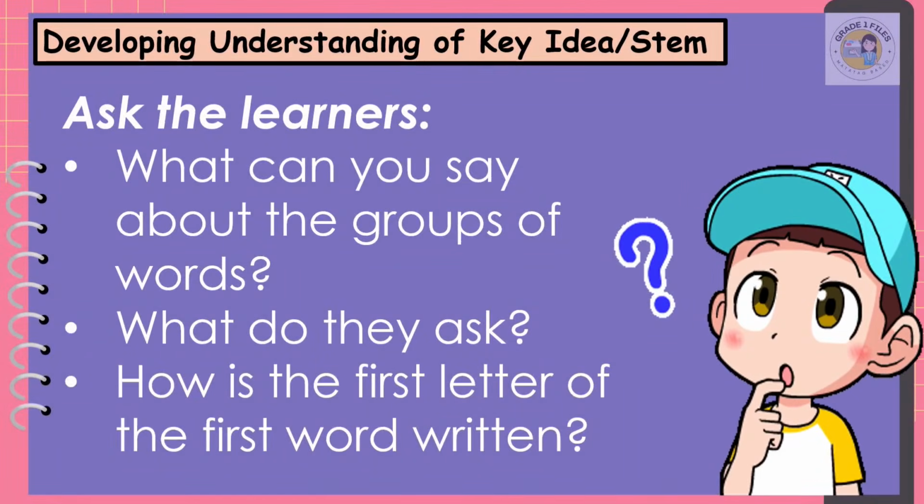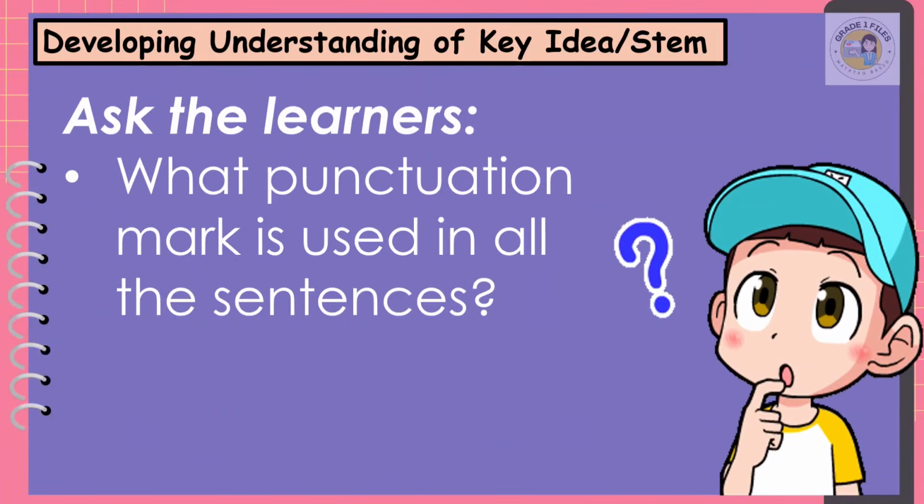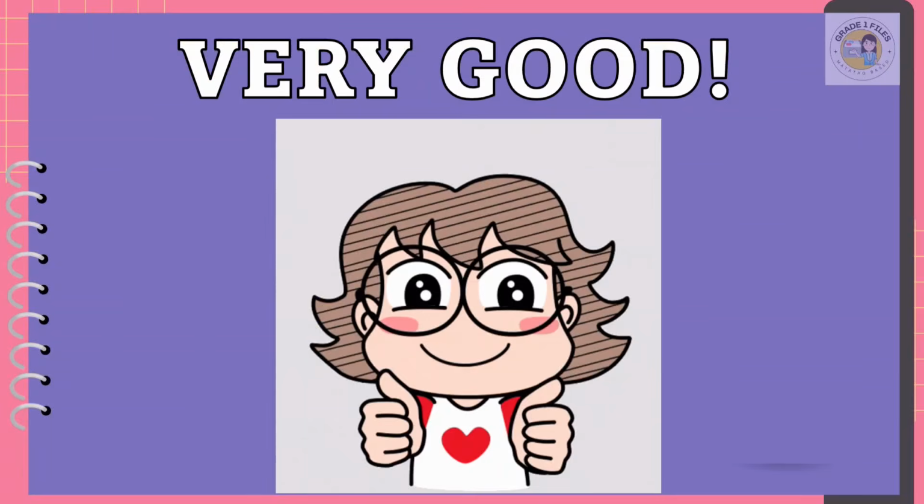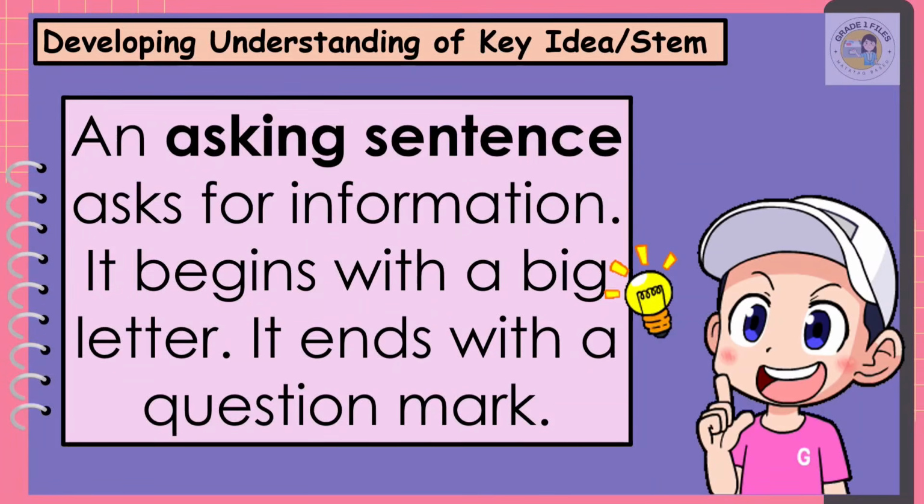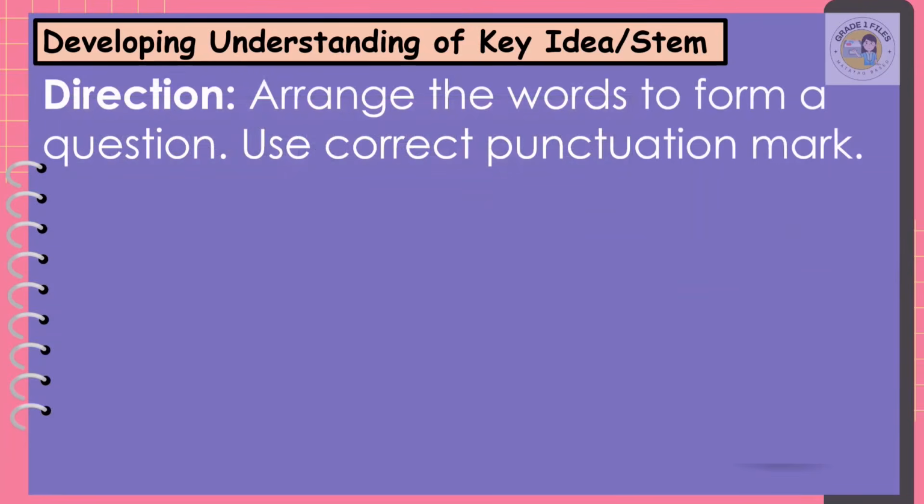What can you say about the groups of words? What do they ask? How is the first letter of the first word written? And what punctuation mark is used in all the sentences? Remember that an asking sentence asks for information. It begins with a big letter and it ends with a question mark. Now, students, arrange the words to form a question. Use the correct punctuation mark.